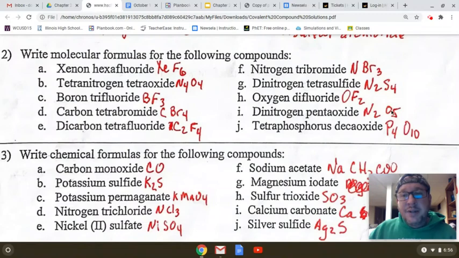So dinitrogen is N2, and again on pentaoxide they should have removed the A. So it's pentoxide, okay? So that's why I'm covering it up with the arrow here, pentoxide. And J, tetraphosphorus decaoxide. Again, you probably tried. I know you did because I have done it before.